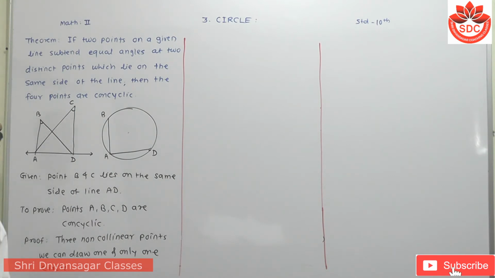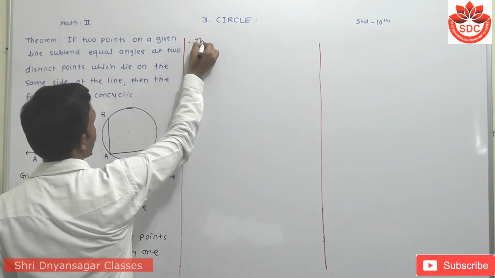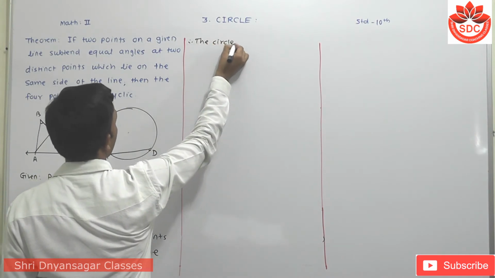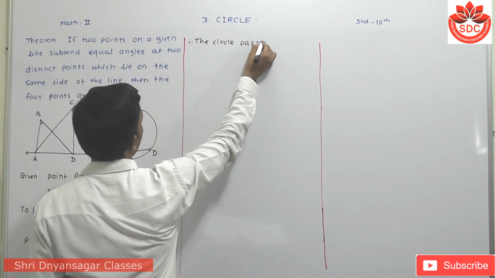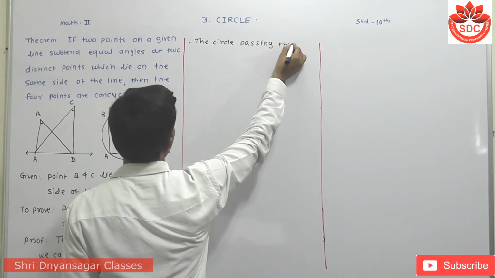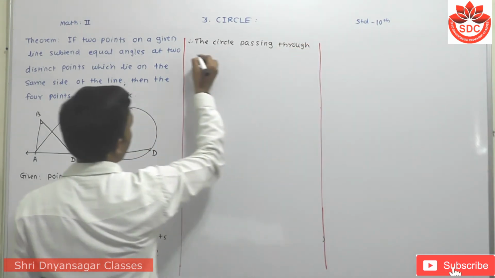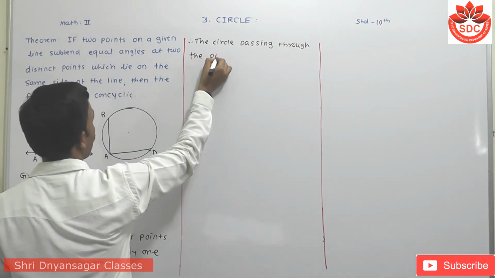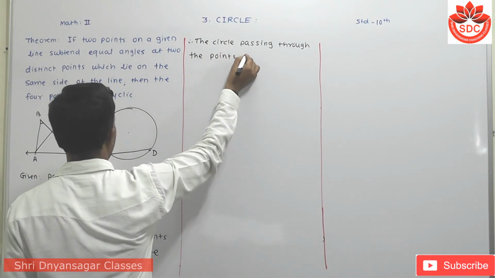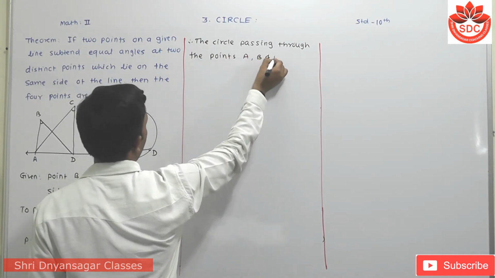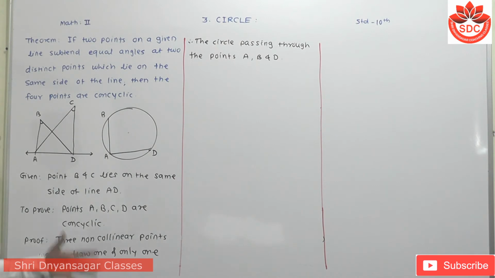Means that the circle passing through the points A, B, and D. Means that ABD lies on the circle.